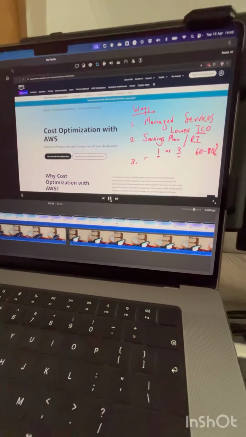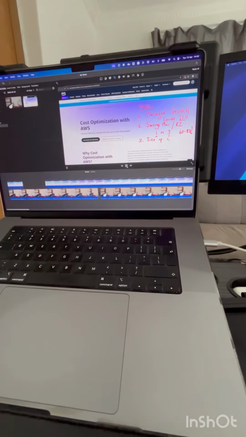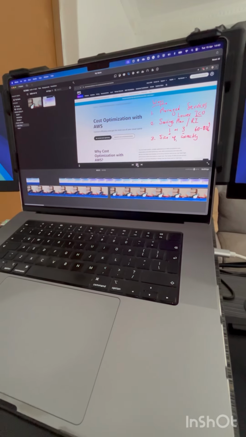The other one here is sizing up your nodes correctly. You want to make sure that you don't spin up a very huge node, whereas you are just running a pod which occupies a very small space inside it. So you'll be wasting money.